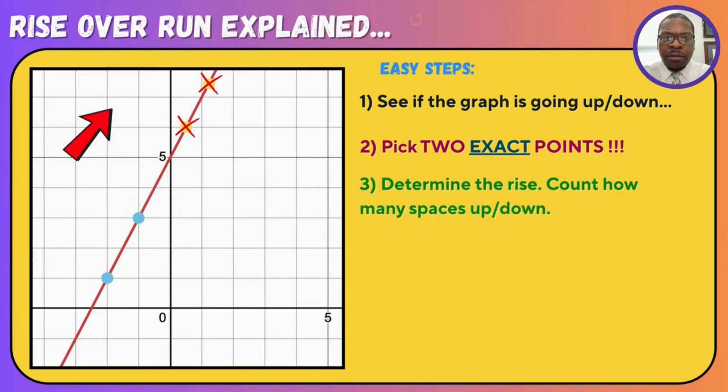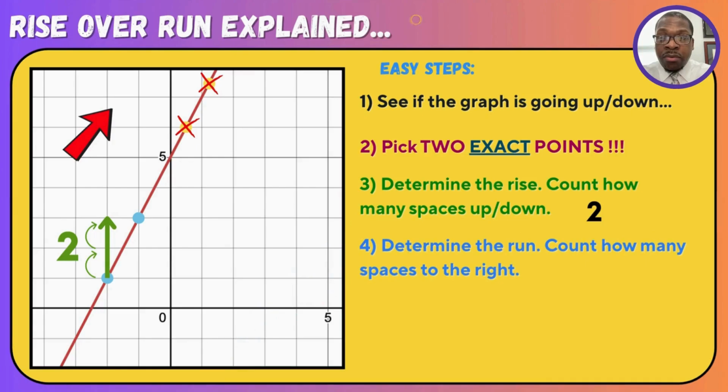Okay, third step. Determine the rise. Count how many spaces did your point go up. So we'll start on the left-hand side, and we just want to see how many spaces did it go up. It went up 1, 2 spaces. All right.